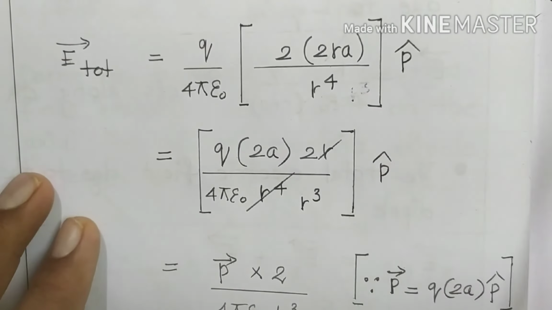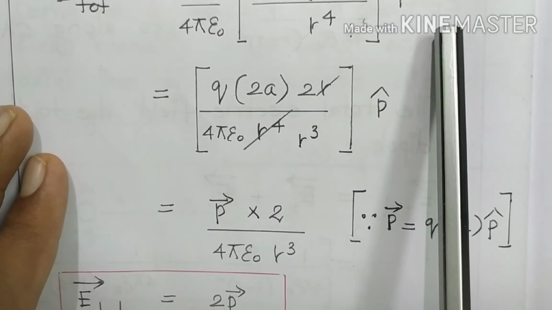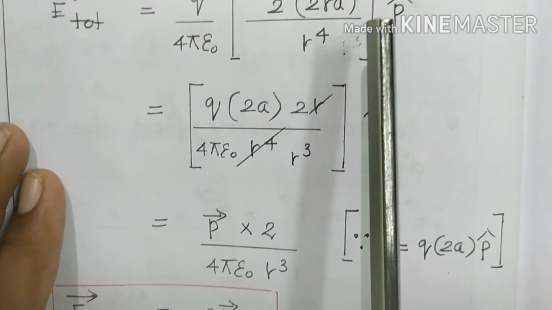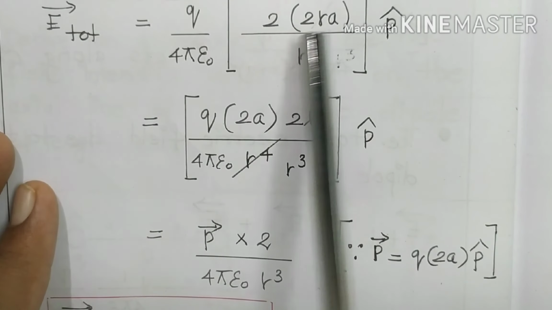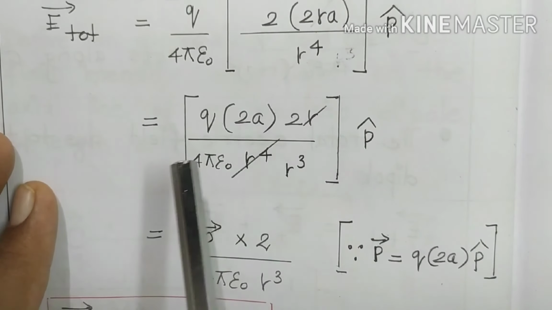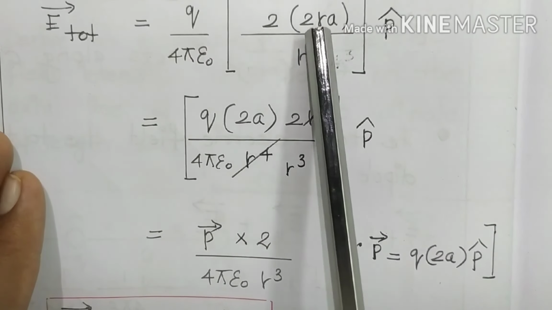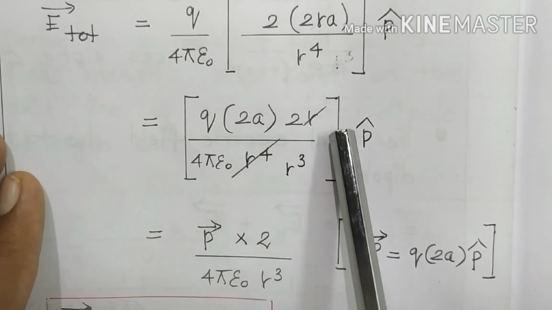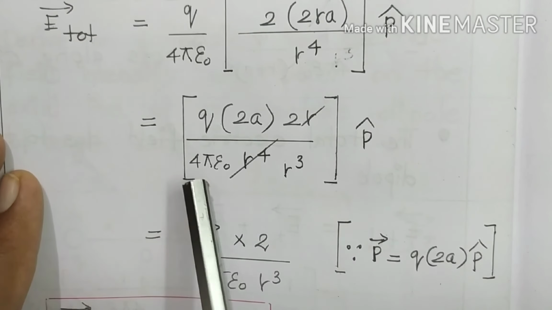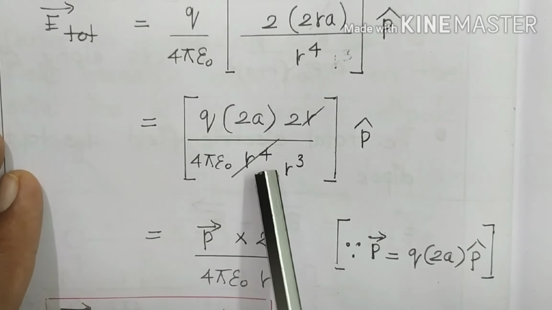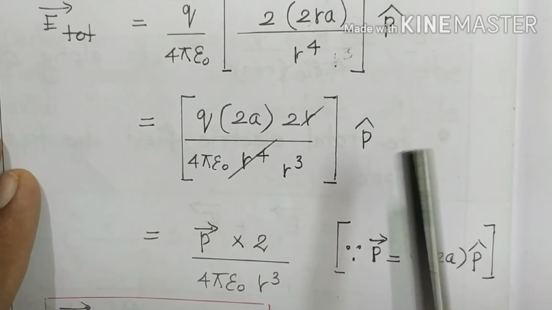Yes. Again in the next step, we are rearranging the terms. That is, Q is there, Q, then in this 2RA, we have taken only 2A. Q into 2A, then what is left here? One R is left, here 2 is there. So 2R. In this manner, we are rearranging. And below that, 4 pi epsilon naught R to the power of 4. This R and this R power 4 get cancelled and we get R power 3, R cube.